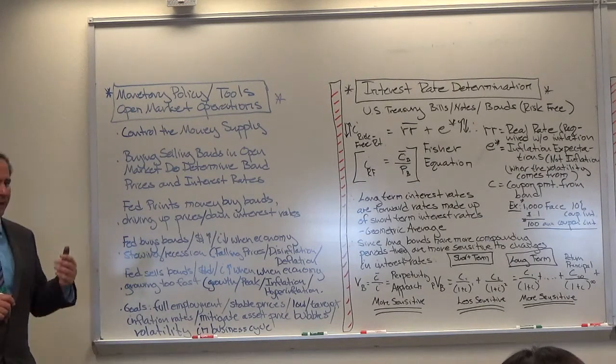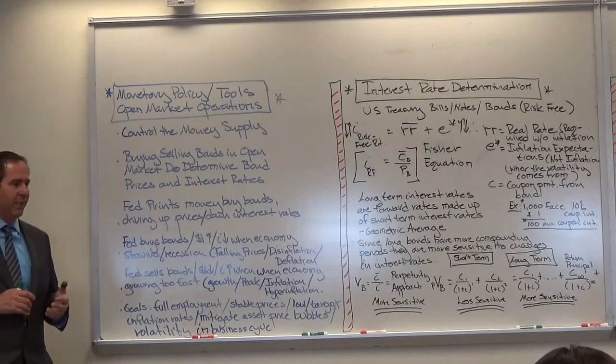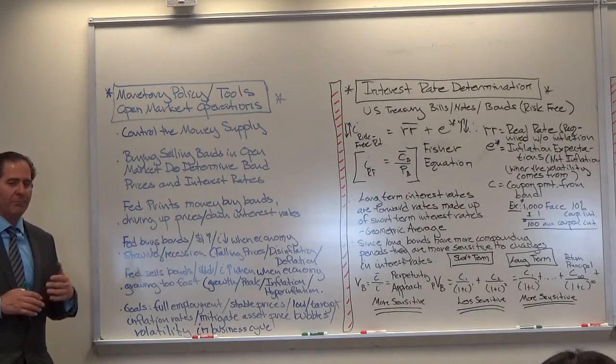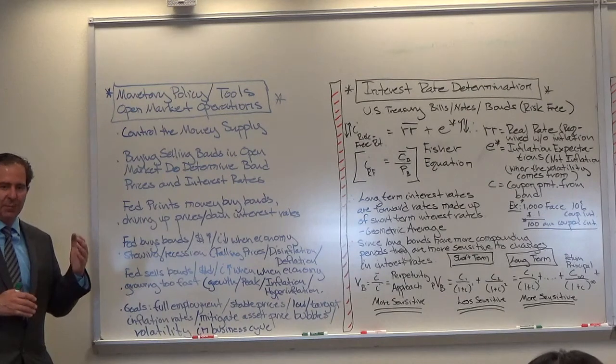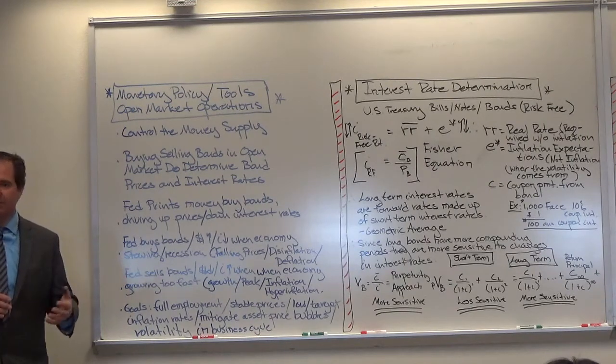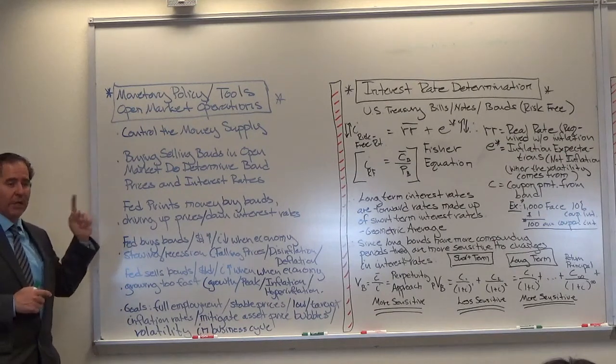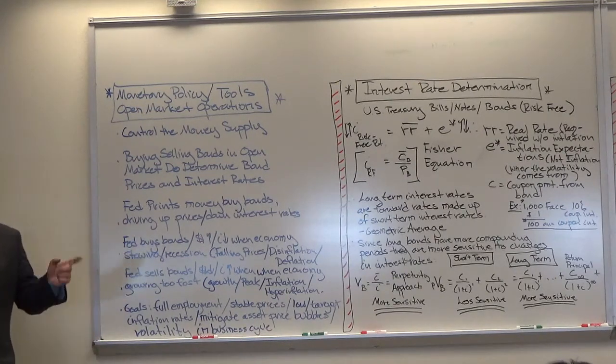If the economy is falling into a recession, which it could be right now, the Federal Reserve is going to print money, go into the open market, buy the bonds, drive up the bond prices, drive down the interest rates, drive down the cost of capital, and then stimulate consumption and investment by individuals and firms. So the Federal Reserve mainly uses open market operations as the tool to regulate interest rates.